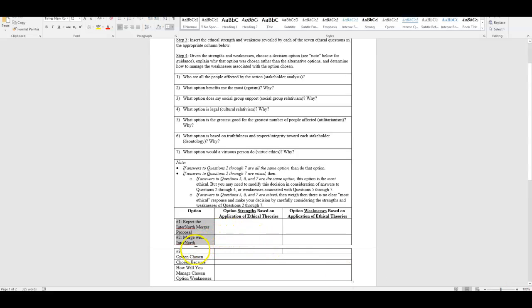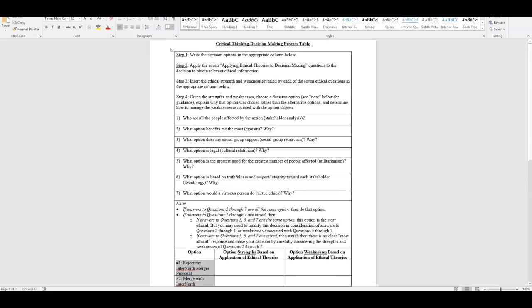Some Enron cases might have 4 or 5 options. If that's the case, then just create more blank rows in this table. But once again, fill in what the options are that you're thinking about. And that's step 1.